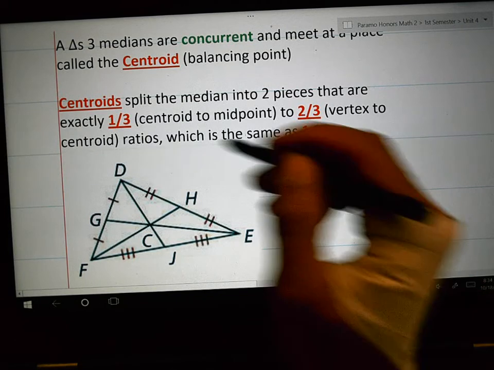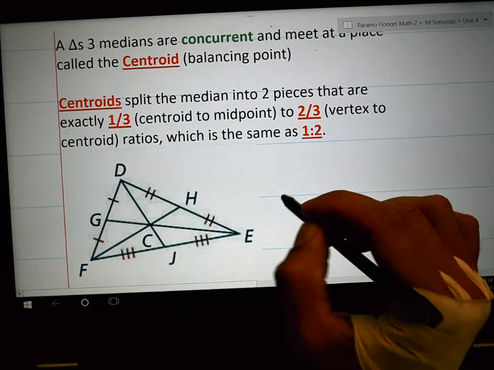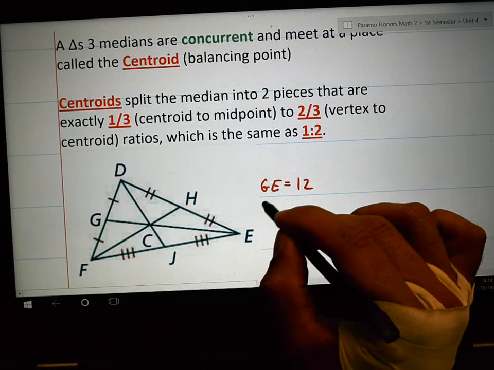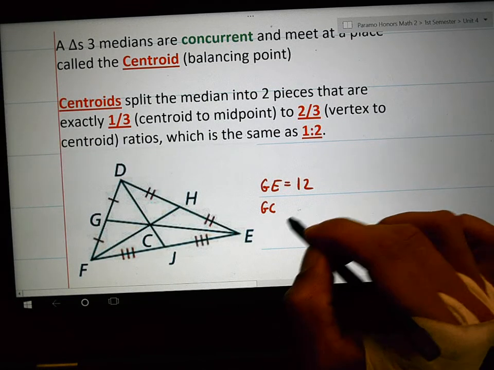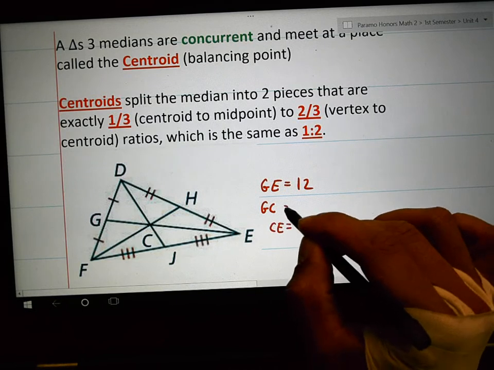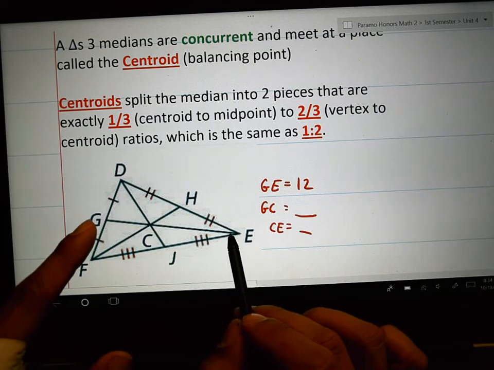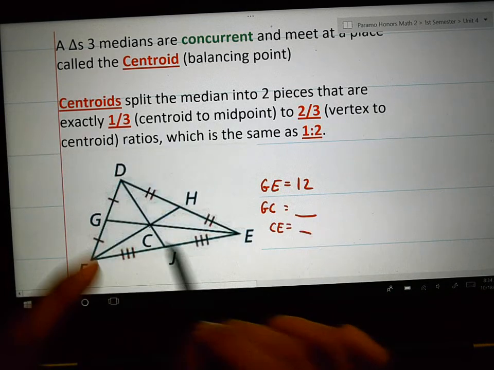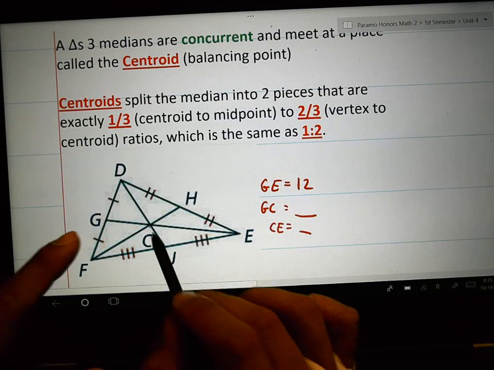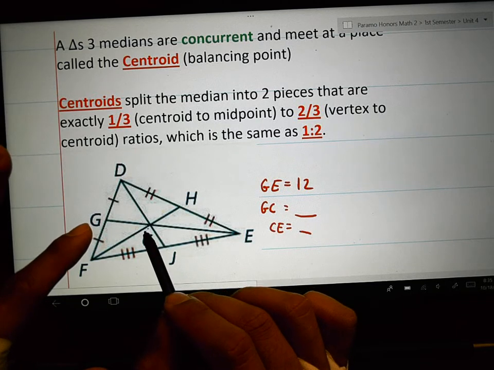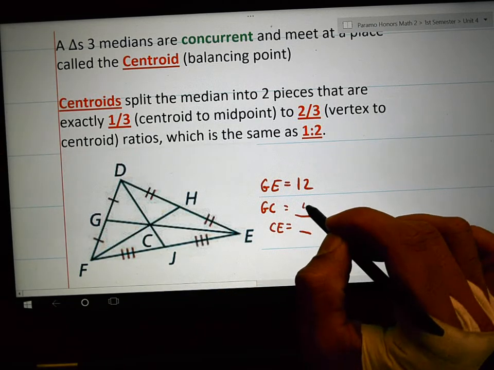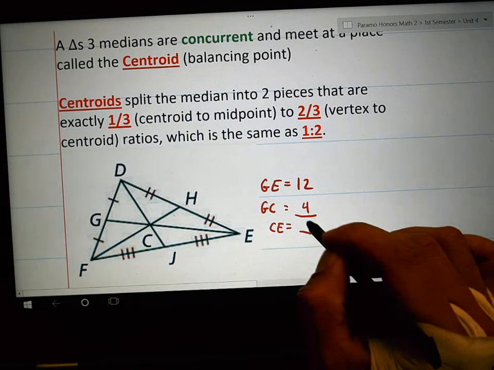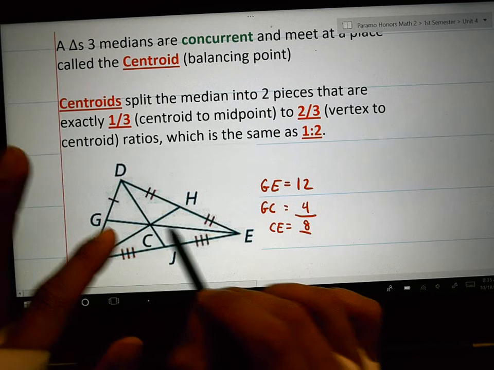Let me give you an example real quick. If I know that GE is 12, you should be able to figure out what GC is, and you should be able to figure out what CE is. If the full length is 12, this is the part that's 1/3 of the whole thing. So how long is GC? If you know how long it is, say it out loud. 4. I agree. And how long is CE? Say it out loud. 8. I agree. 1/3 and 2/3.